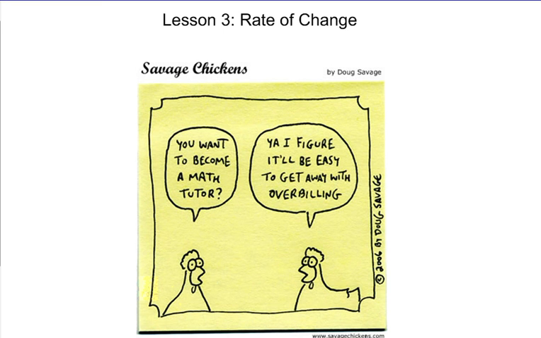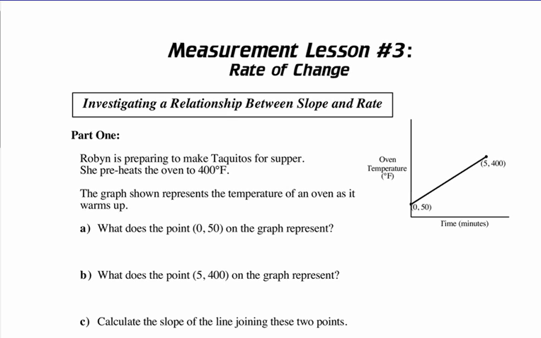Okay, lesson 3 is rate of change, which is related to the previous lesson on slope. So here, let's review. On slope, we use the formula y2 minus y1 divided by x2 minus x1, which is rise over run. Let's investigate the relationship between slope and rate.